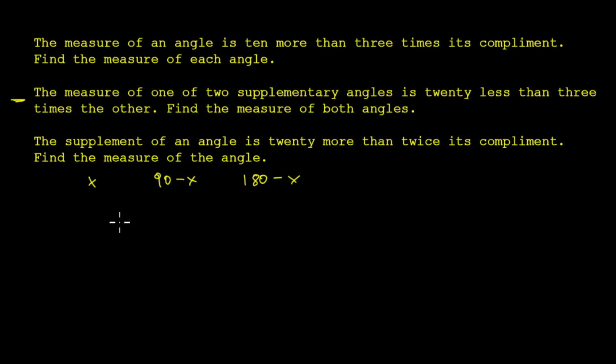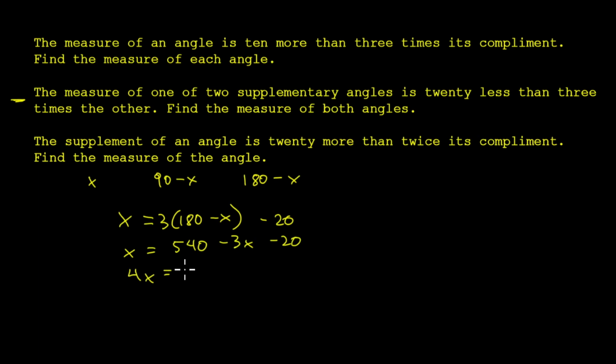The measure of one of two supplementary angles is 20 less than 3 times the other. Find the measure of both angles. So the measure of one of two supplementary angles, so x, the measure of one of the angles, is 20 less than 3 times its supplement, 180 minus x. So then x is 540 minus 3x minus 20. Move that over. We have 4x equals 520, and 520 divided by 4 is 130.